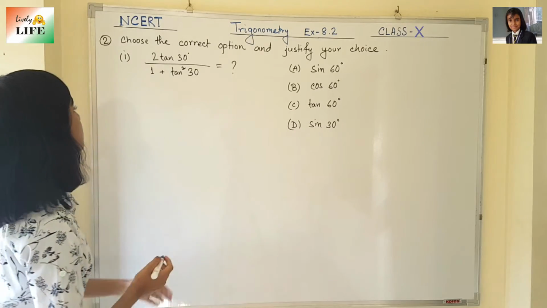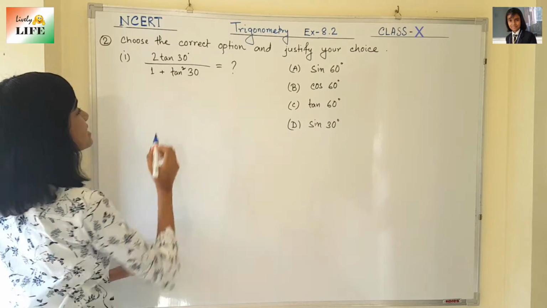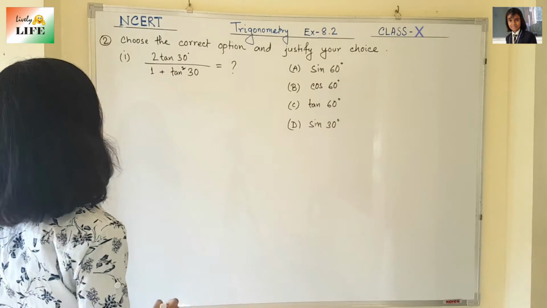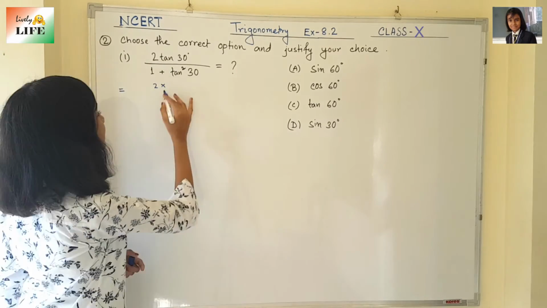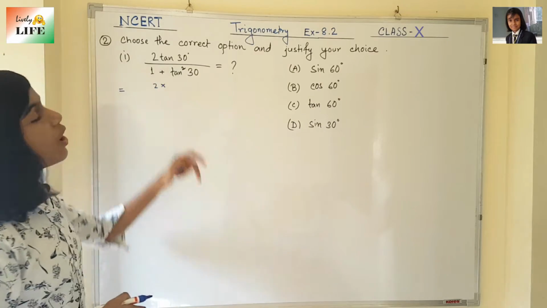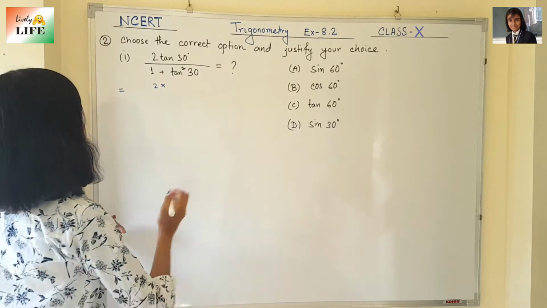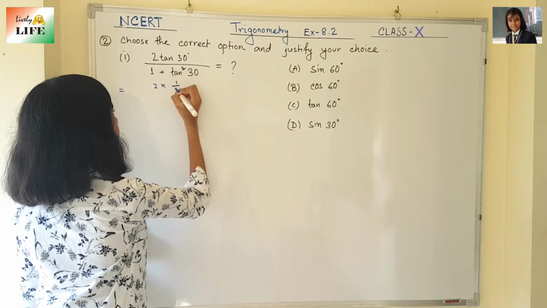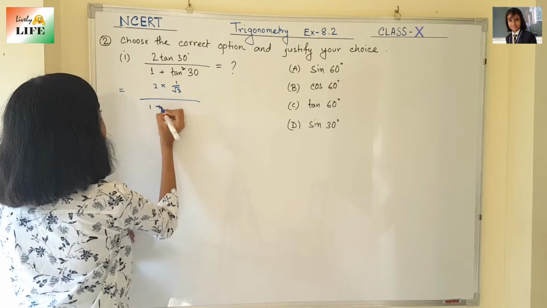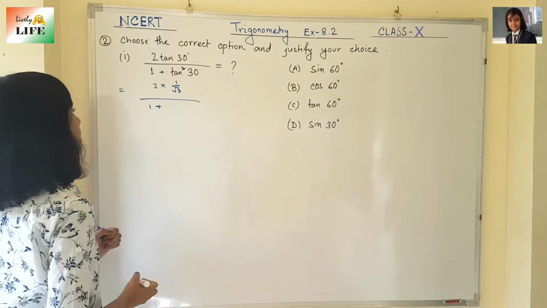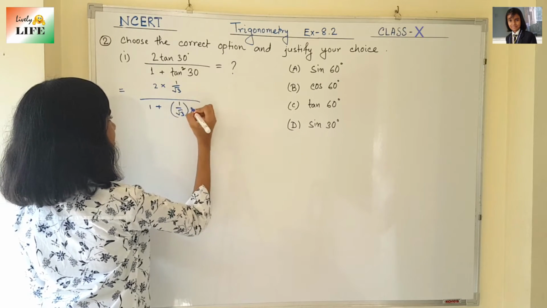2 tan 30 degree by 1 plus tan square 30 degree is what? So let's solve this one. 2 into, now what is tan 30 degree? We have already learned earlier that the value of tan 30 degree is 1 by root 3. Then 1 plus tan square 30 degree. Now it will be 1 by root 3 whole square because it is tan square 30 degree, right?